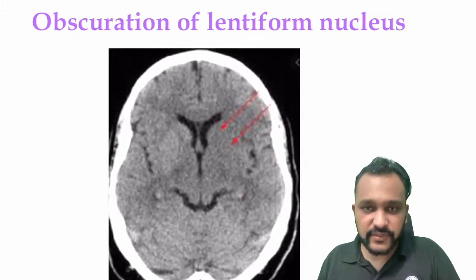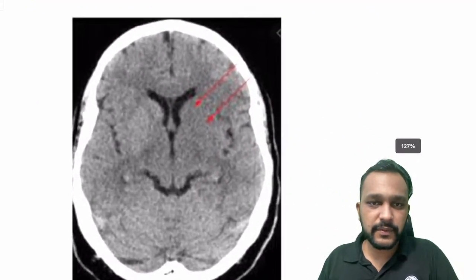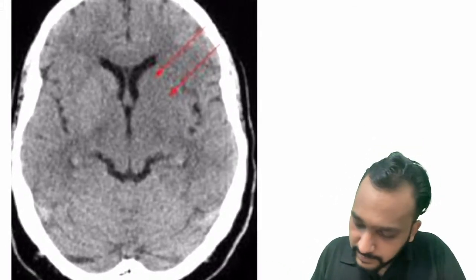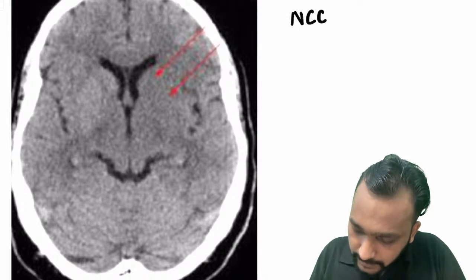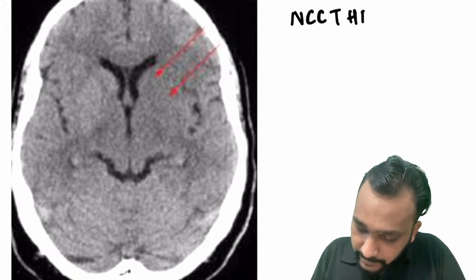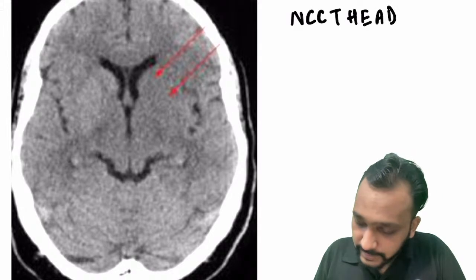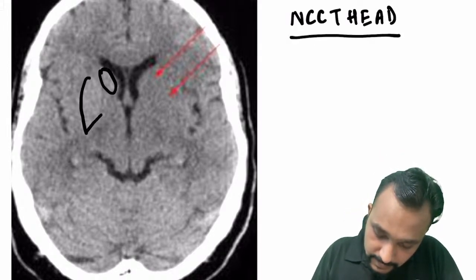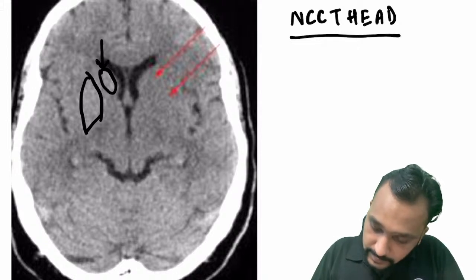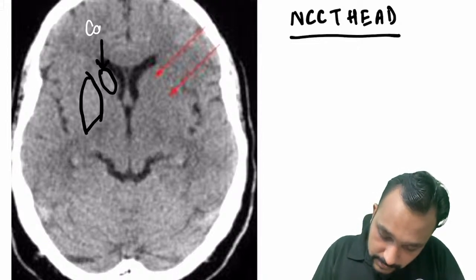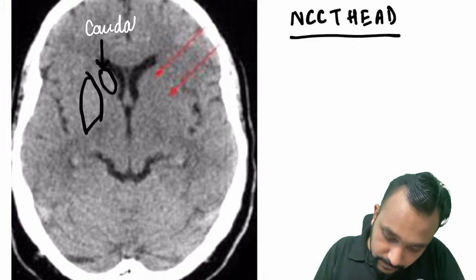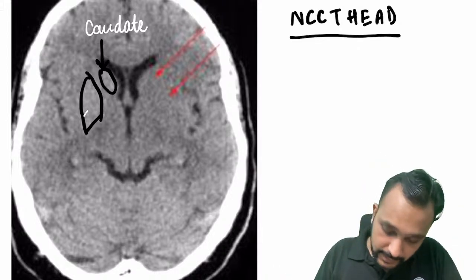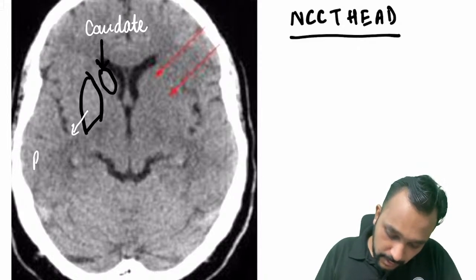Now the fifth sign that we are going to talk about. So again, have a look at this image. These are your NCCT head images, right? And on these NCCT head images, let us have a look at the basal ganglia. So this is your basal ganglia, right? So what is this? This is your caudate nucleus, which is appearing bright, right? And this is your putamen.